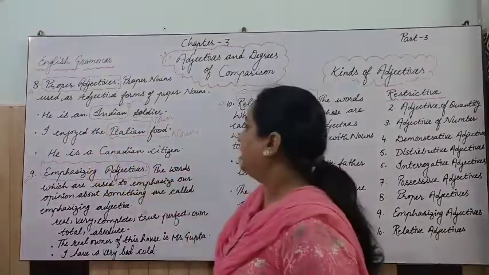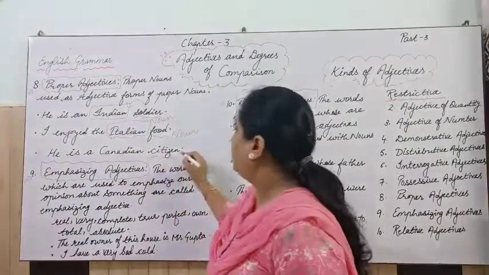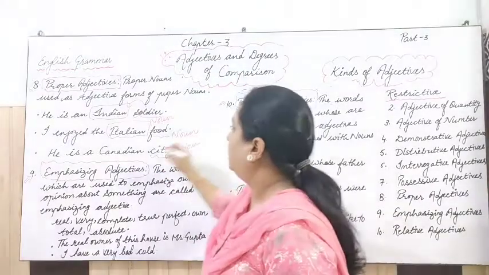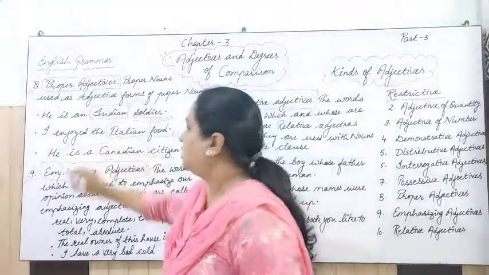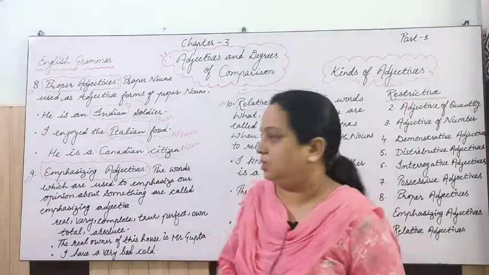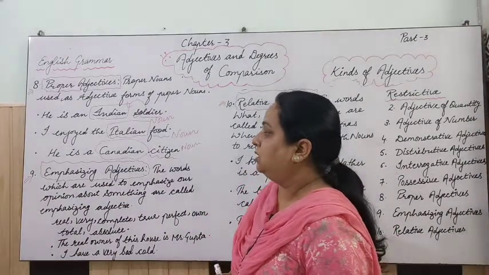He is a Canadian citizen. So citizen is what here? That is noun. And Canadian is what here? Adjective. And what is that? Proper adjective. So that's all about proper adjectives.